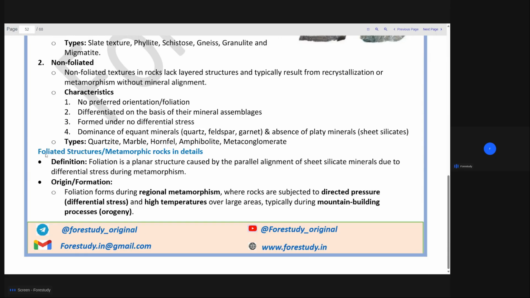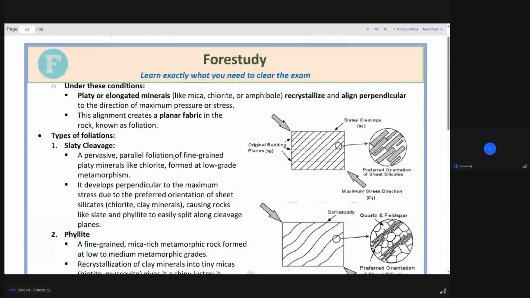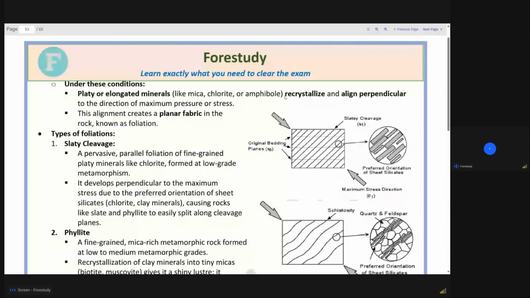Then comes foliated structure in metamorphic rocks in detail. Foliation is a planar structure caused by the parallel alignment of sheet silicate minerals due to differential stress during metamorphism. Foliation forms during regional metamorphism, where rocks are subjected to directed pressure, differential stress, and high temperature over a large area, typically during mountain building or orogeny. Under these conditions, platy or elongate minerals recrystallize and align perpendicular to the direction of maximum stress. This alignment creates a planar fabric in the rock known as foliation. Here you can see this is the foliation.